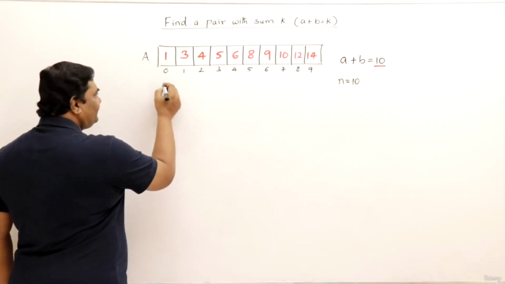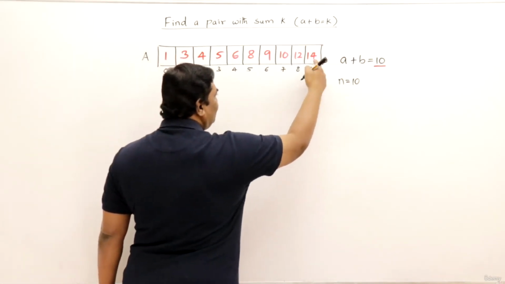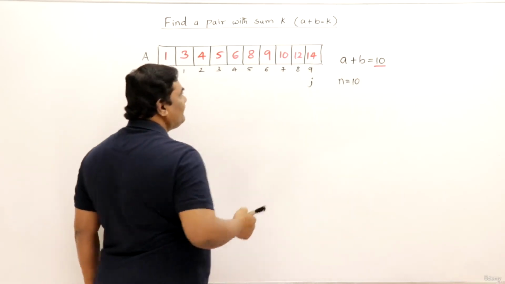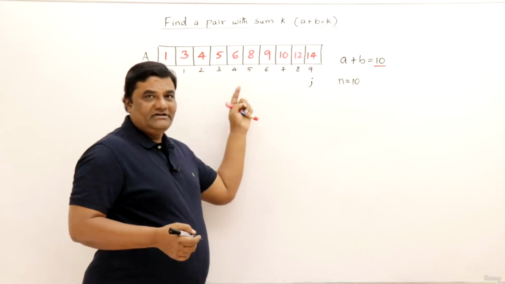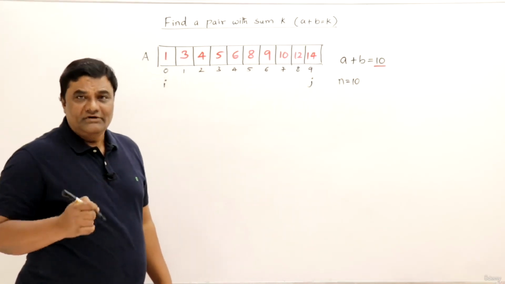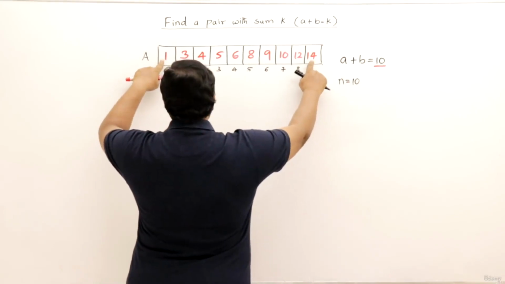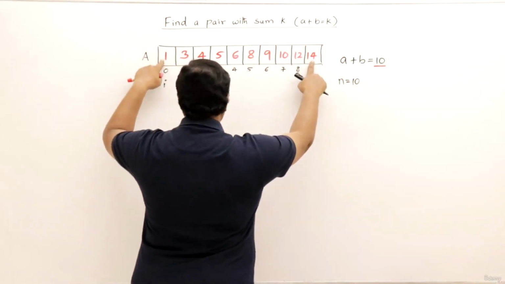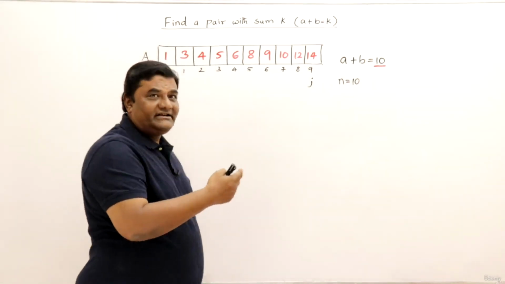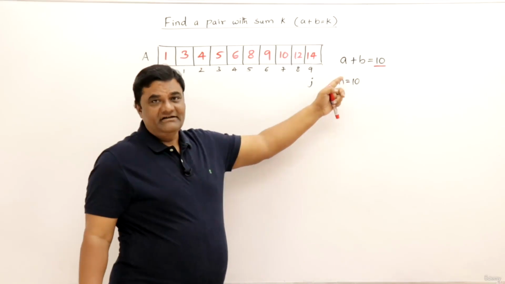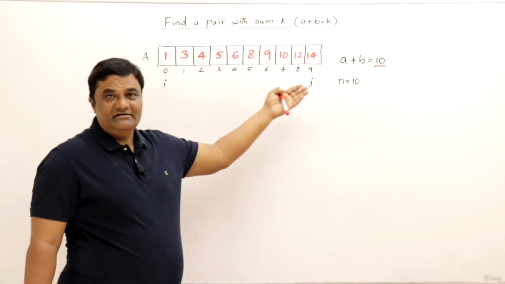For scanning, I will take i, starting at 0, and j at the last index, that is n minus 1. Then i will proceed in this direction, and j I will move in this direction. Then what do I have to do every time? Check whether these two add up to 10. No, this is greater. 1 plus 14 is 15, that is greater. When it is greater, the reason is that the number is bigger, right?